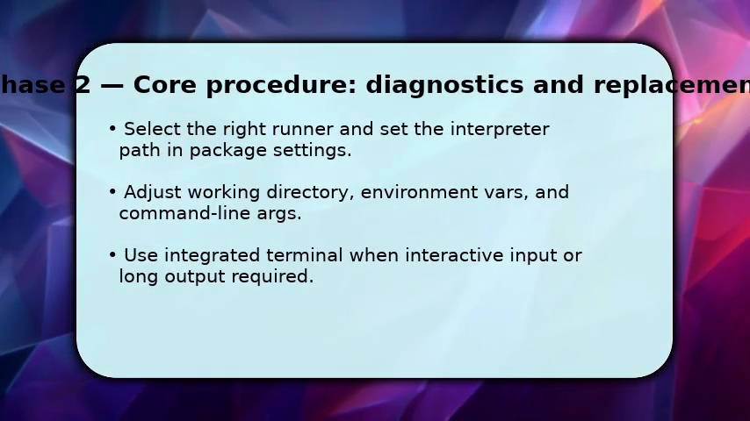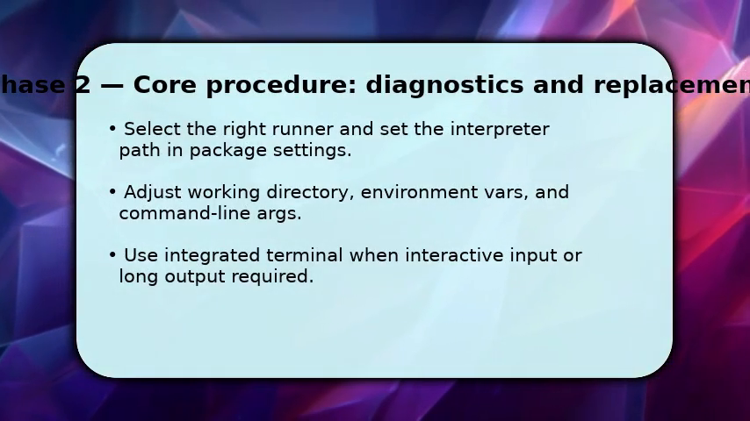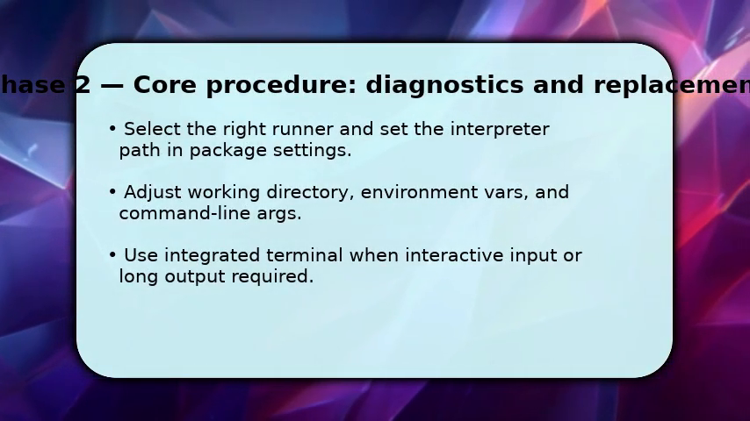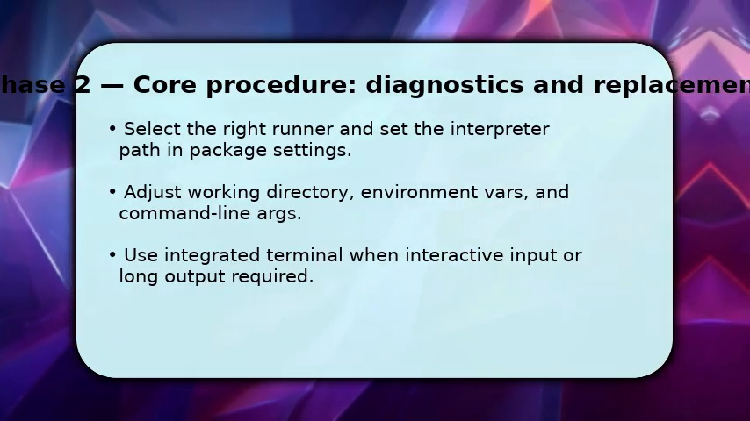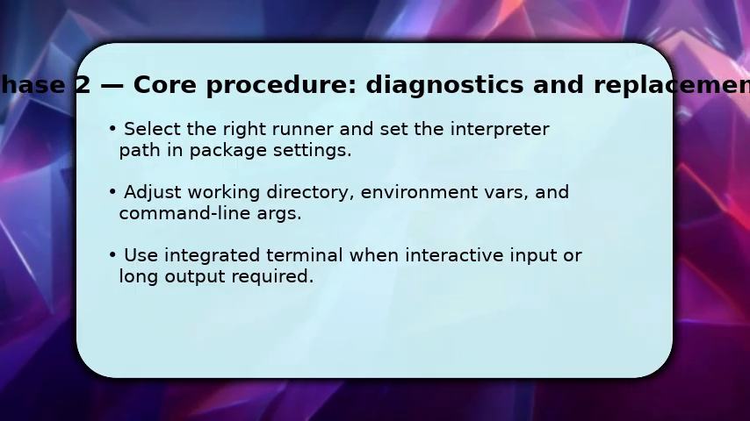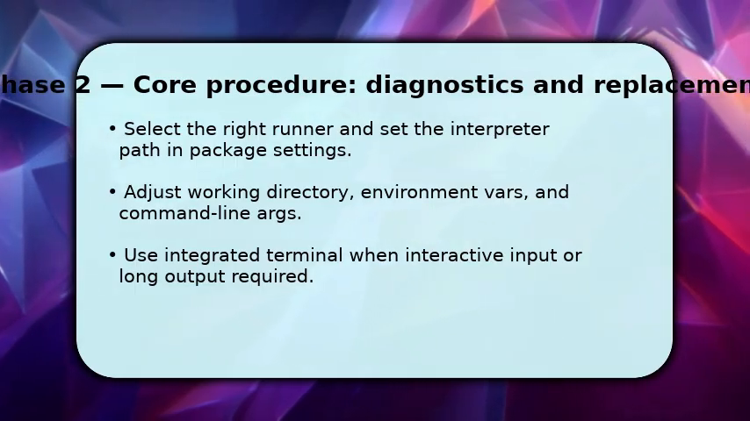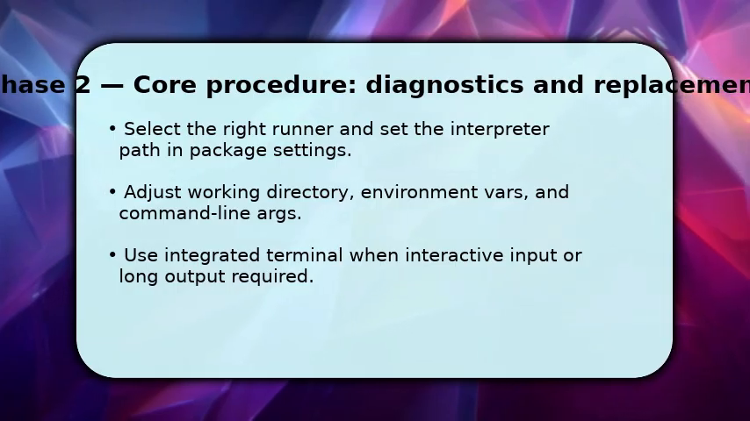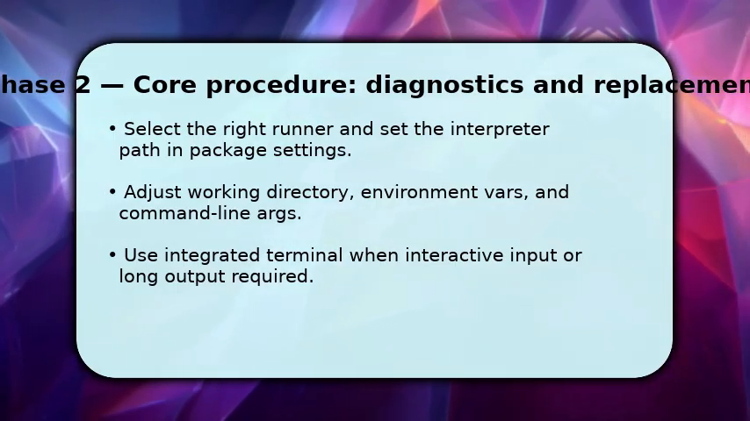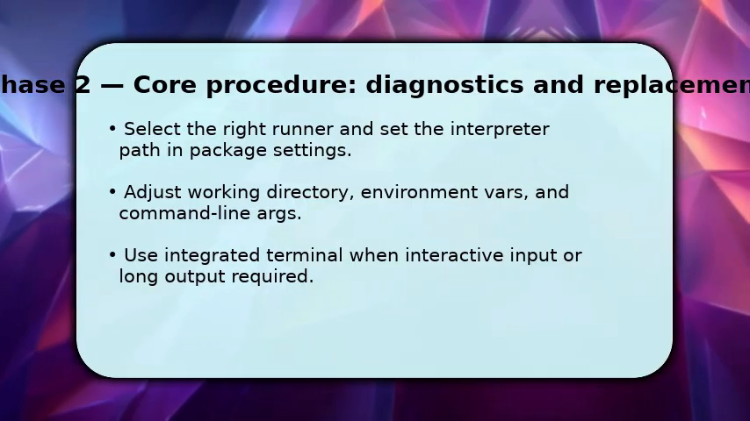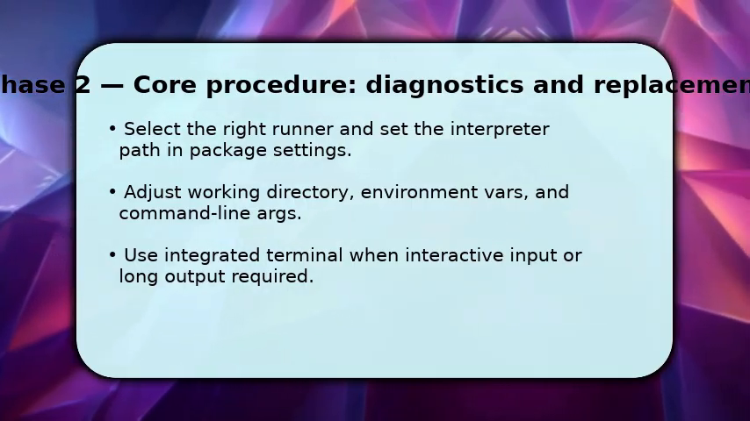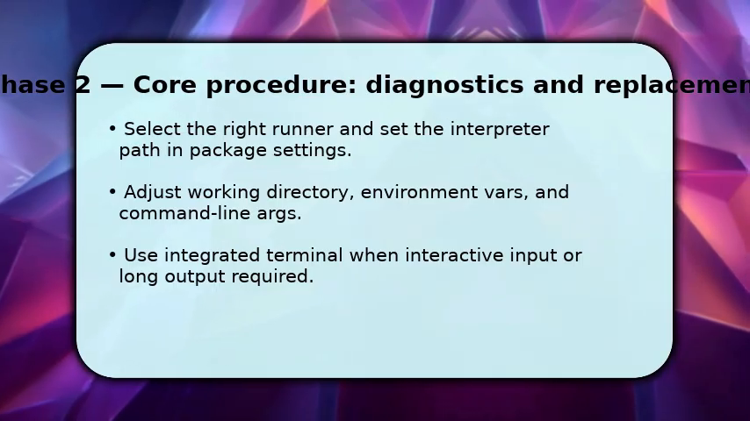Next, configure the run environment so your code executes the way you expect. You pick the runner and set the interpreter path, for instance C:\python39\python.exe or /usr/bin/node, because incorrect paths cause silent failures. Then set the working directory, any environment variables, and command line arguments. These affect file resolution and behavior.